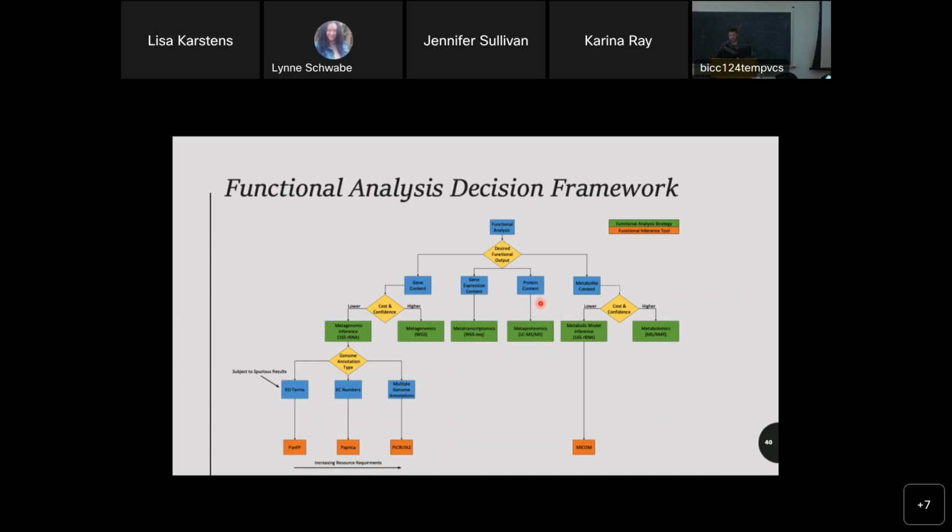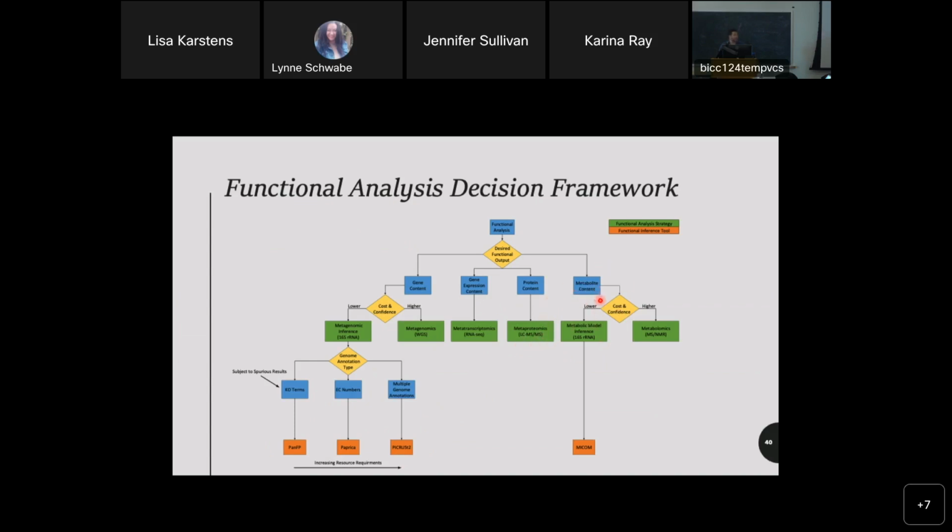The same goes for protein content. We really only have one option, and that's to carry out metaproteomics. However, we do have a choice between what tools we want to use to carry out metaproteomics. So we can either use normal mass spec or a newer version of mass spec, liquid chromatography mass spec, and this just results in higher confidence results.